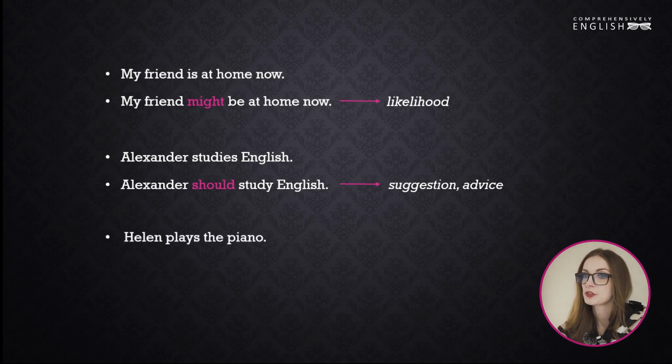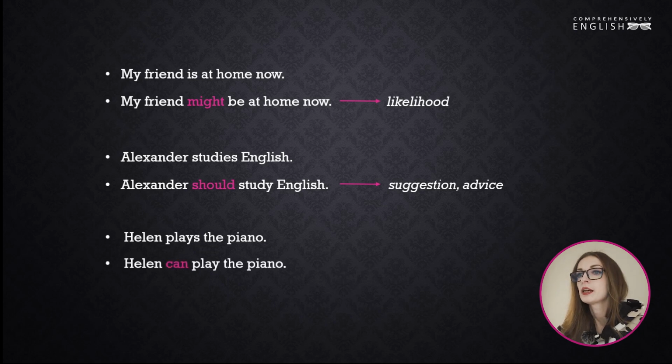Another set of examples is this. Helen plays the piano. The sentence states the fact that Helen plays the piano. Helen can play the piano. This sentence expresses Helen's ability to play the piano. She's able to do it.